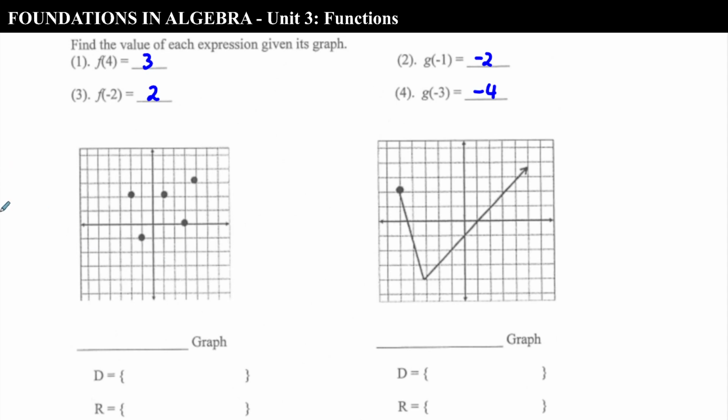All right. So this one is a discrete graph, and this one is a continuous graph. Now let's talk about the domain and range. The domain of this one, well, we've got negative 2, negative 1, 1, 3, and 4.